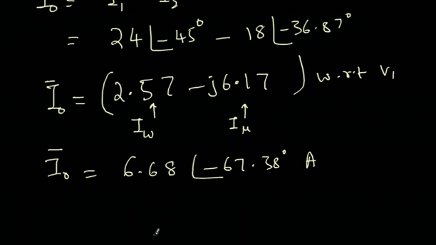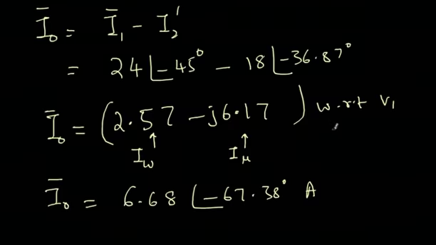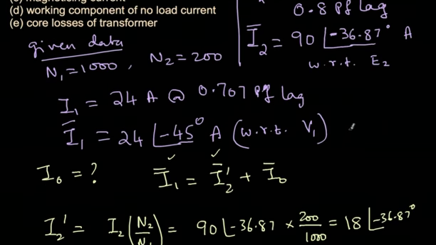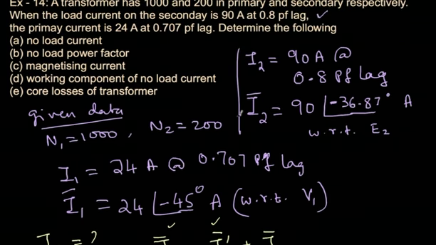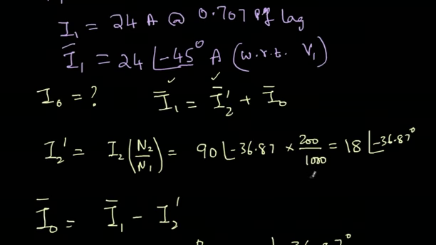That means when the load is removed, only this much current will be flowing. So based on the information given, we are able to calculate that. So no load current and magnetizing current, working component of the current, we are calculating. Okay, no load power factor. So what is the power factor of no load?